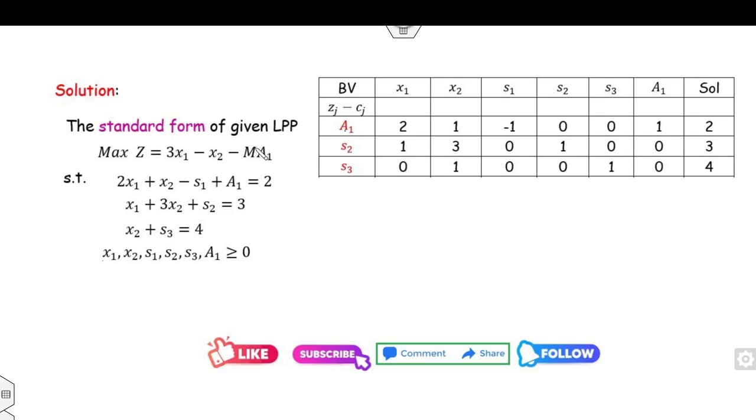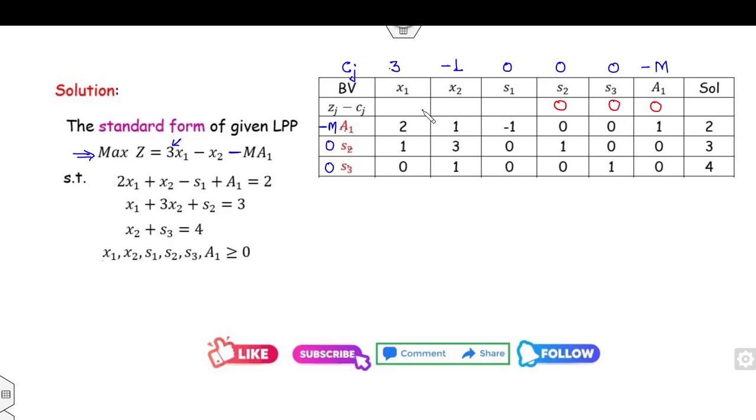Fine. What is the coefficient of A1 in the objective function? Minus M. S2, there is no S2, 0. There is no S3, 0. What is the objective function coefficient of x1? 3. This is the value of Cj. X2 minus 1, S1 0, 0, 0, minus M. Fine. Now, your target is to compute this value. Whatever the value of A1, always write as 0. S2, 0. S3, 0.